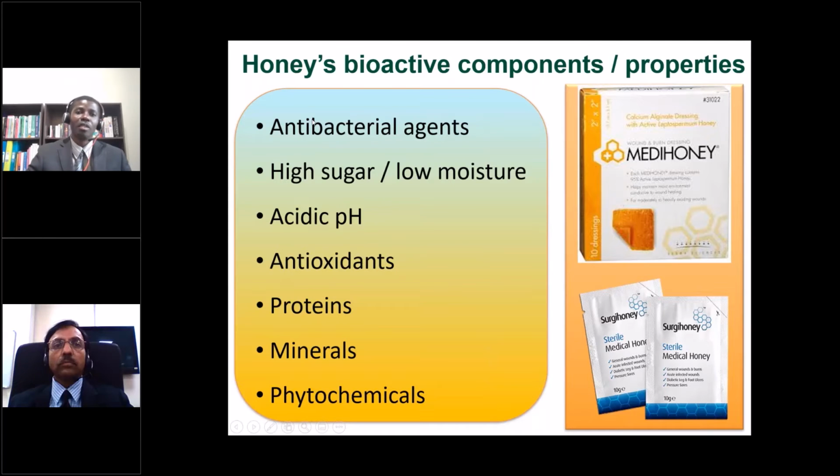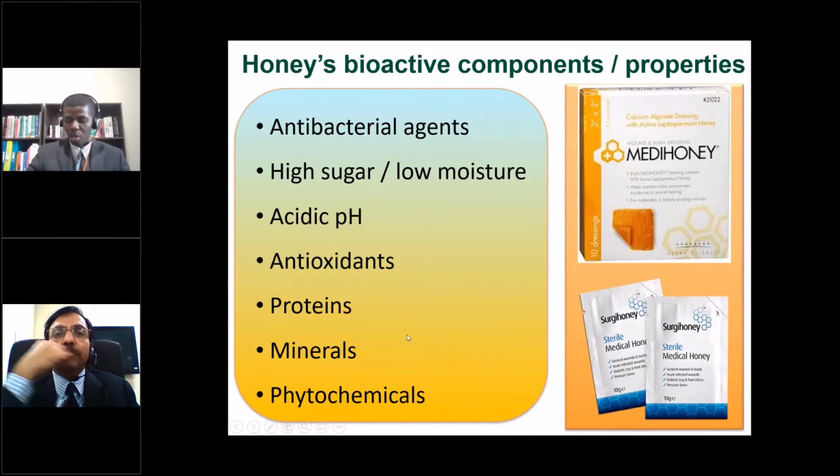And so honey has quite a lot of bioactive components and properties that make it useful to treat wounds and treat infections. And actually, bacteria find it difficult to develop resistance because they have several avenues of attack. So they have antibacterial agents, you have the high sugar and low moisture, which bacteria struggle to survive in. And then, of course, it has acidic pH. So this is the bait that targets the infection. And then the bait that targets the wound healing itself, it has lots of antioxidants, it has natural proteins, it has minerals and phytochemicals. These are all together helping to boost wound healing.